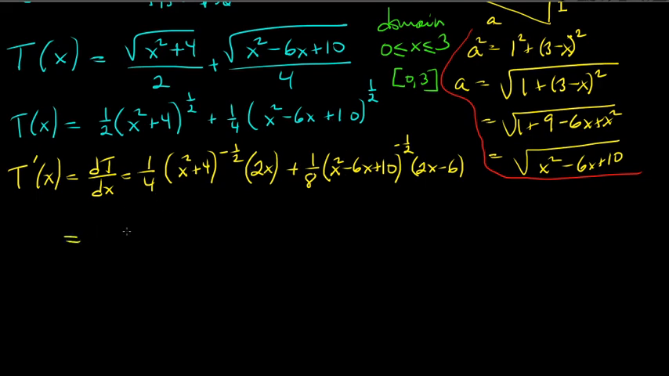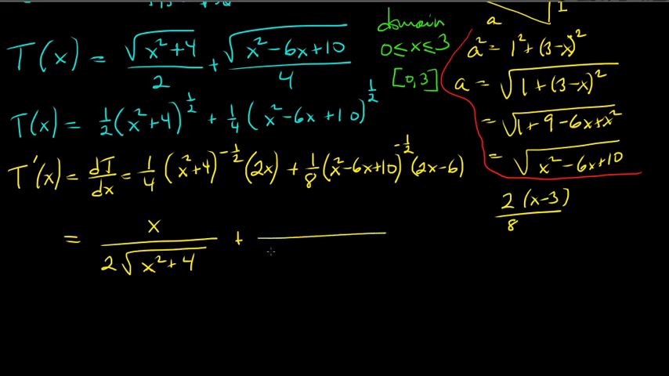Well, let's see. This is 2 over 4, which is x over 2, times the square root of x squared plus 4. Yep, I'm going back to radical form. You'll see why in a second. And then 2x minus 6 divided by 8. Well, 2x minus 6 is 2 times (x minus 3), and when you divide by 8, you get 1 over 4, times the square root of x squared minus 6x plus 10. And then in the numerator, we still have the x minus 3. We cancel the 2 with the 8 here. So I think that's the derivative. Clearly we could rationalize the denominator, but I wouldn't bother doing that.